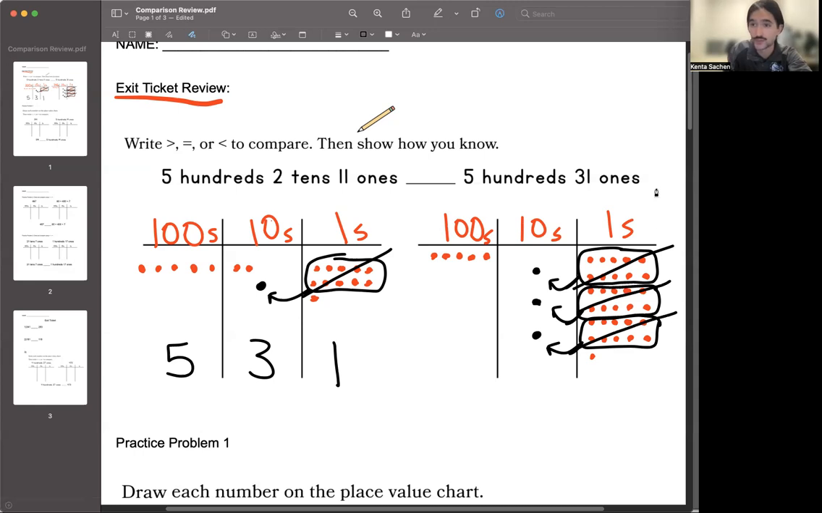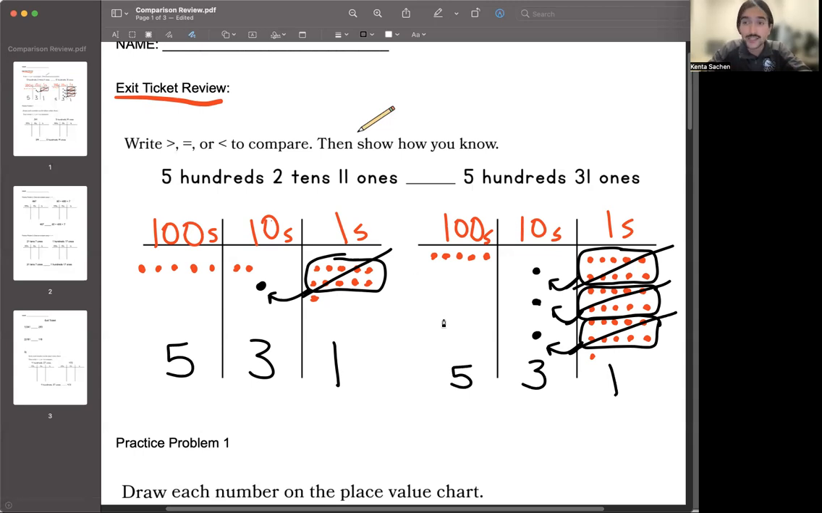We're not going to regroup that one because there's just one. So now I'm left with 5 in my hundreds. How many 10s do I have? 1, 2, 3. And just 1 ones. So I have 5 hundreds, 3 10s, and 1 ones. Now that both our numbers look correct, right? There's less than 10 in every place value. We're all good to go.